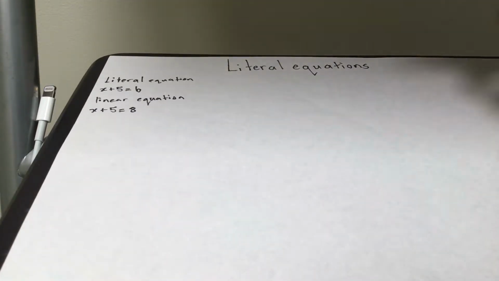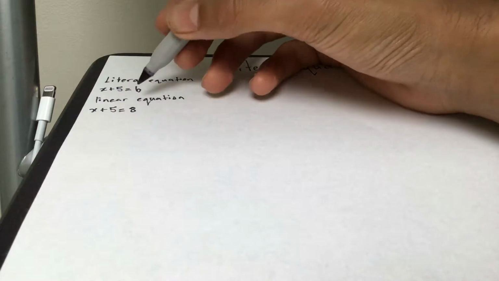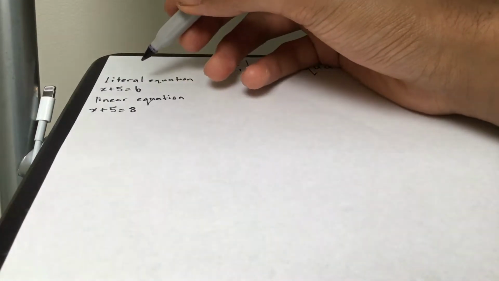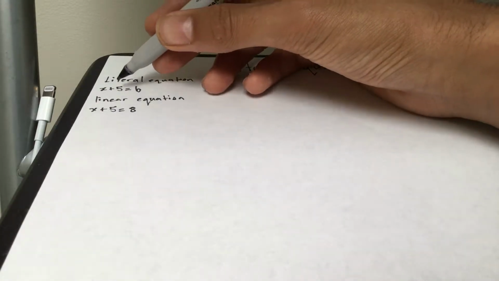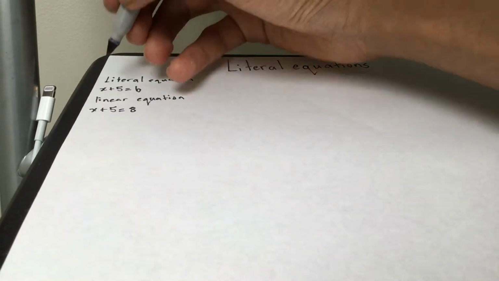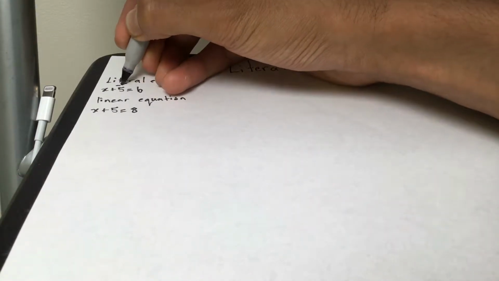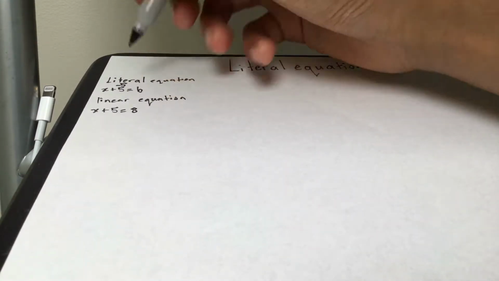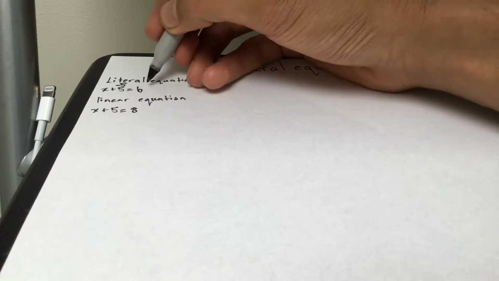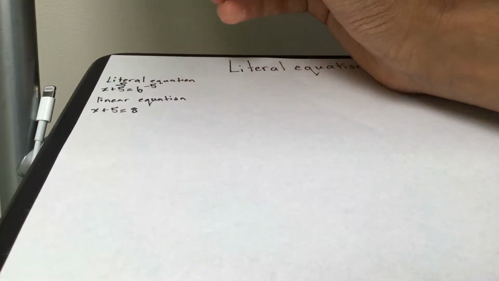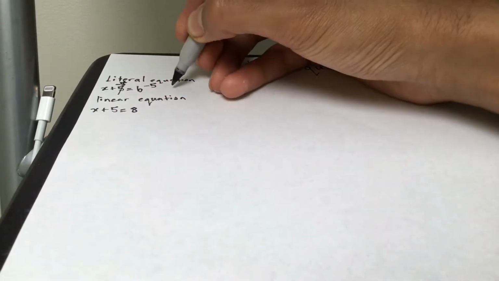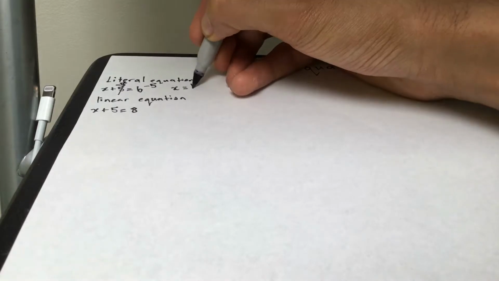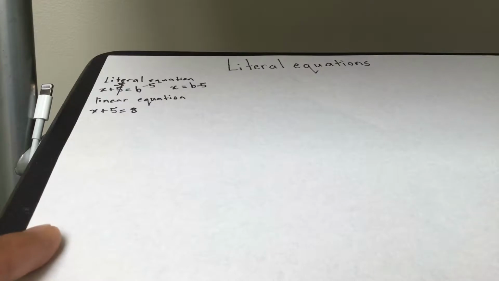So, as you see, I've put up an equation: x plus 5 is equal to b. The first thing we need to do is transpose 5 to the right-hand side. By doing this, we're going to go minus 5 to get rid of 5 from the left-hand side, and we're going to go minus 5 on the right-hand side as well. So this will cancel out, and we're left with x is equal to b minus 5. That's how you solve a literal equation.